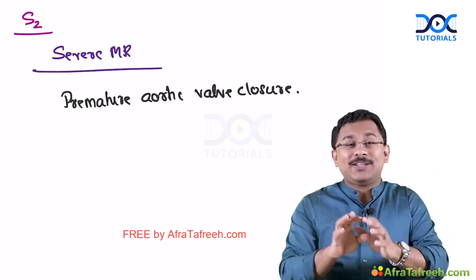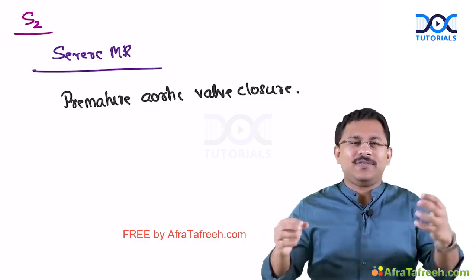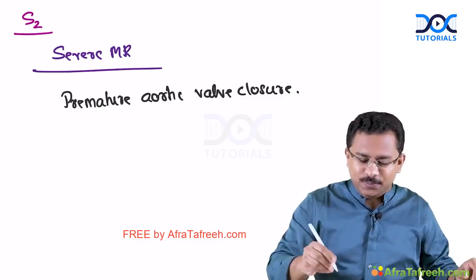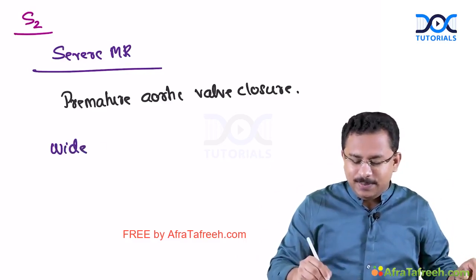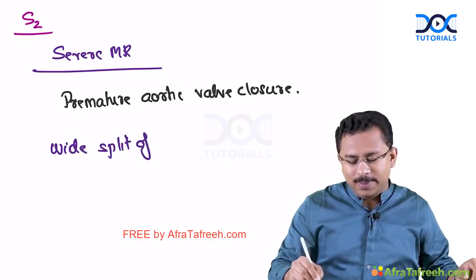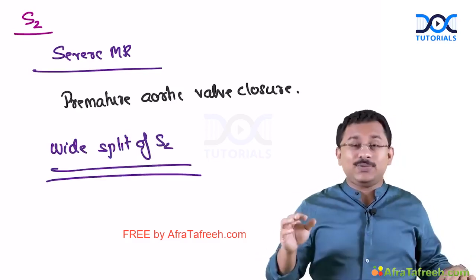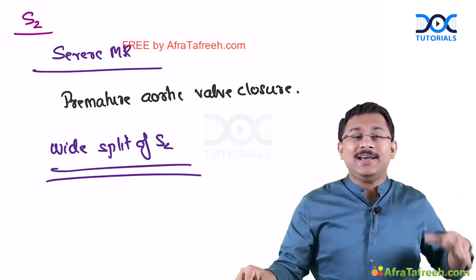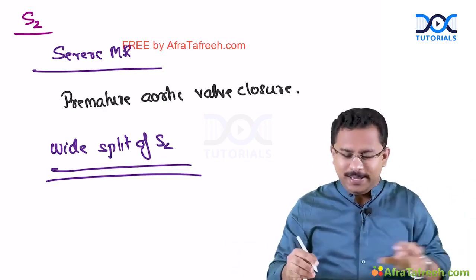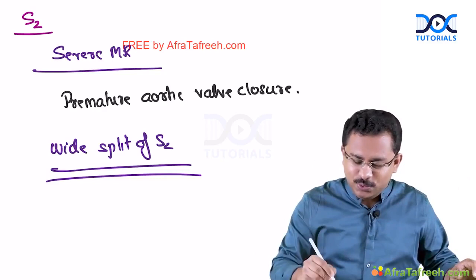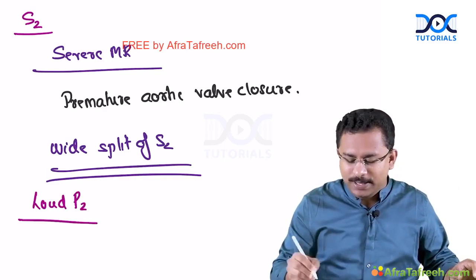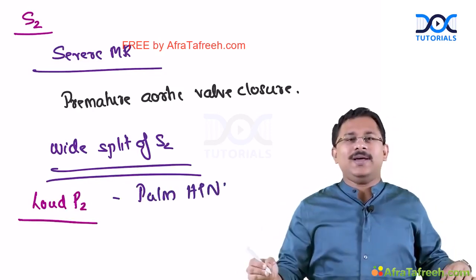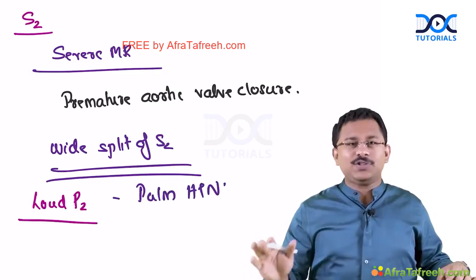Because there is a premature aortic valve closure, I'm sure you have heard of the A2 and P2 components. So there is a wide split of S2. But remember, this is only in case of a severe MR. This is very, very important. But if the patient has significant pulmonary hypertension, the P2 component is actually loud. So talking of S2, you can have a loud P2 component when the patient has pulmonary hypertension. This point you should know.